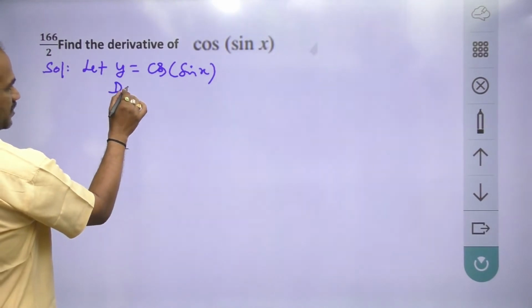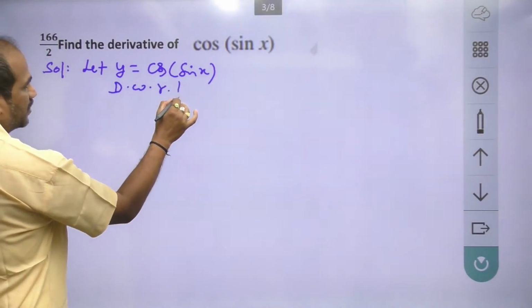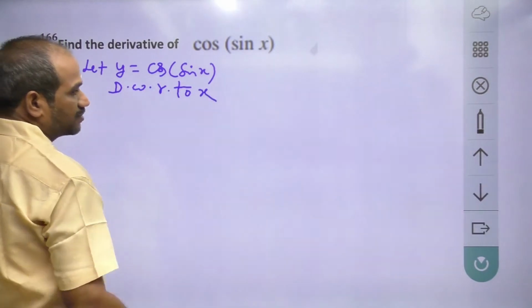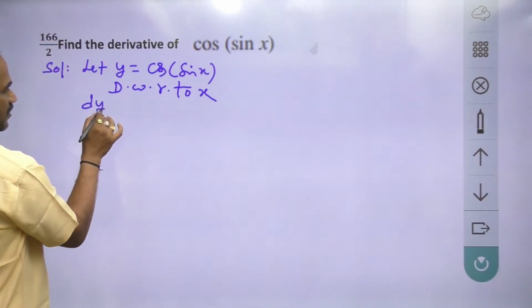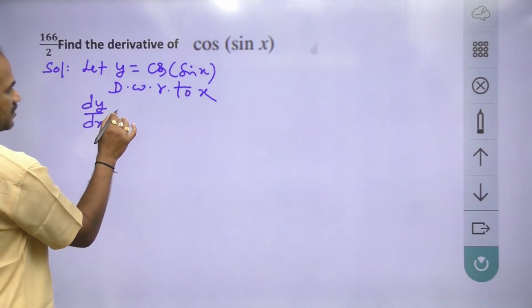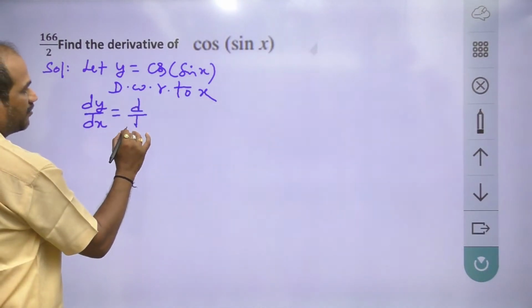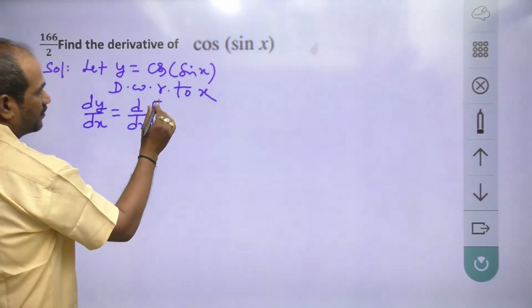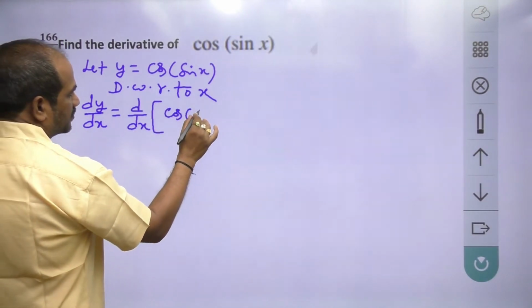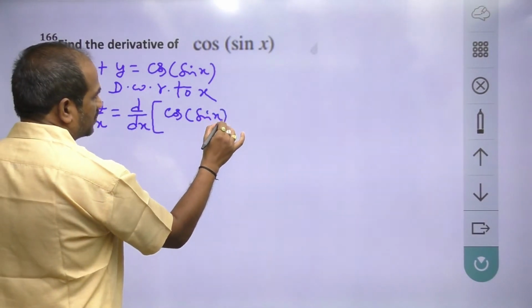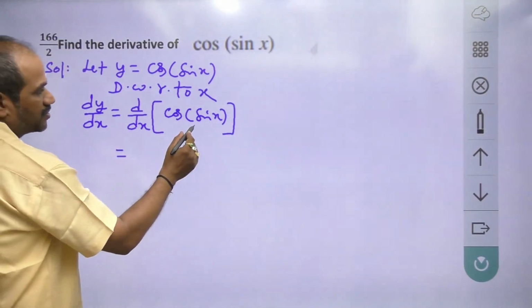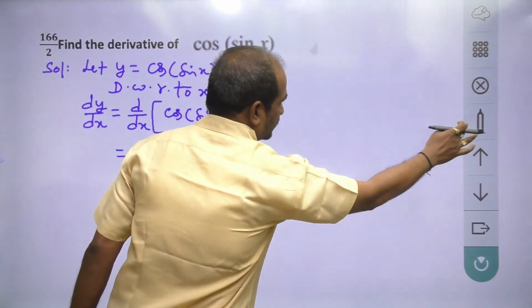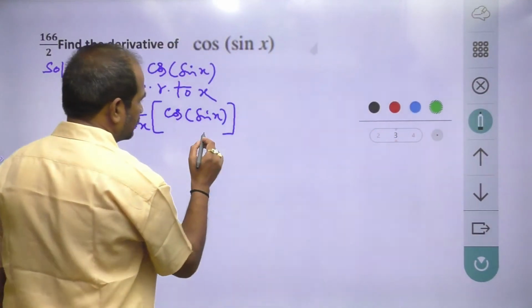Differentiate with respect to x. The derivative of y is dy by dx. So dy by dx is equal to d by dx of cos of sin x. That is equal to d by dx of cos x, where this whole value is x.